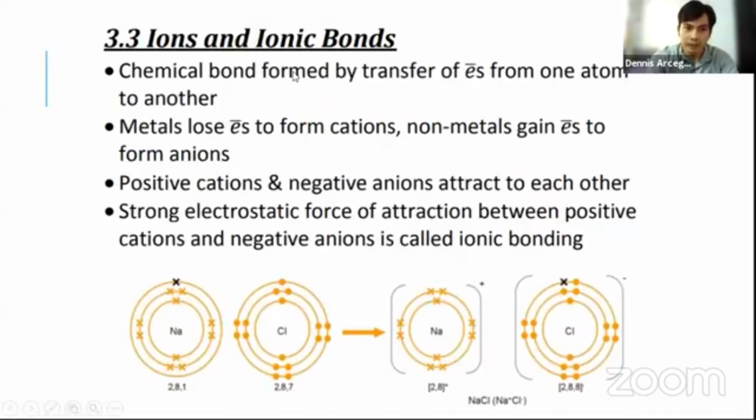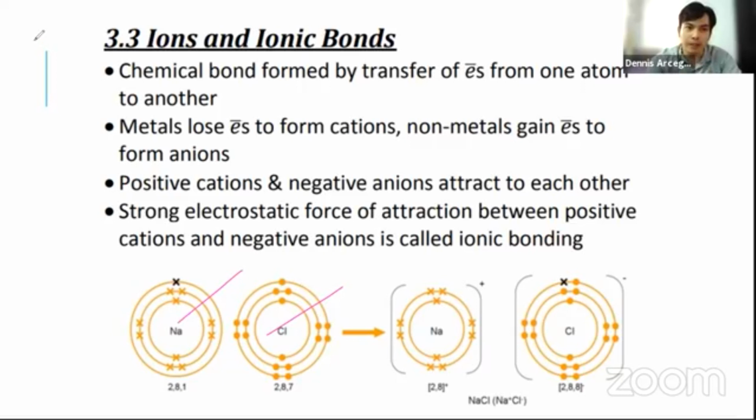Next, ions and ionic bonds. Chemical bonds are formed by transferring electrons from one atom to another. They are transferring the electrons, that's why they are getting charged. I'm just going to show you an example for this one, the most common question. Let's say you have sodium and chlorine. Then they will ask you to write or draw the ionic bonding between sodium and chlorine. Sometimes the figures are not given, so you have to analyze on your own.